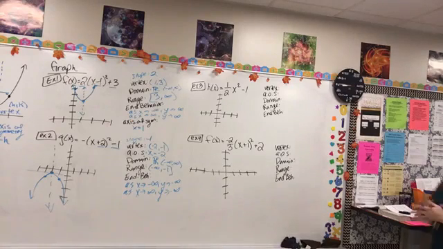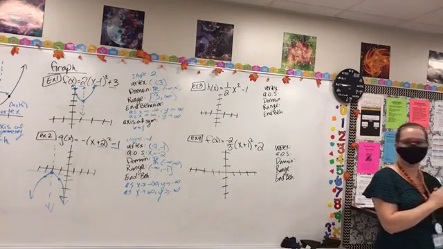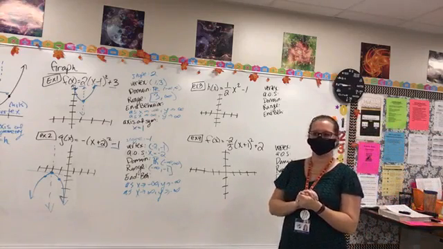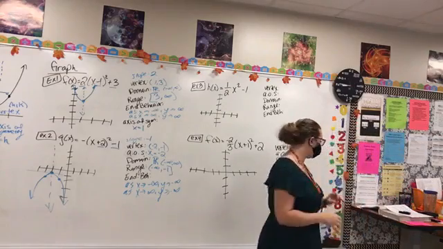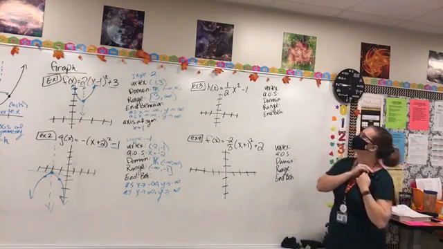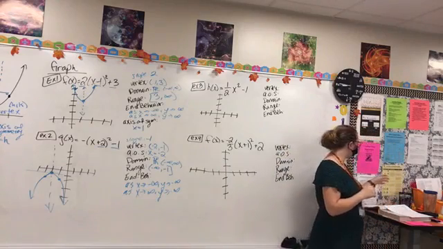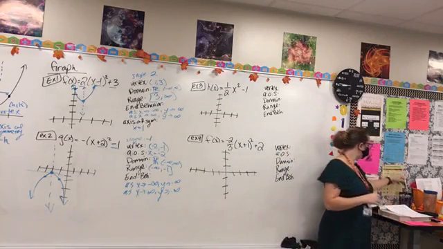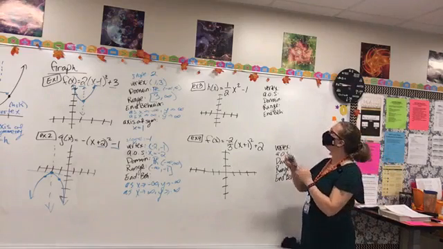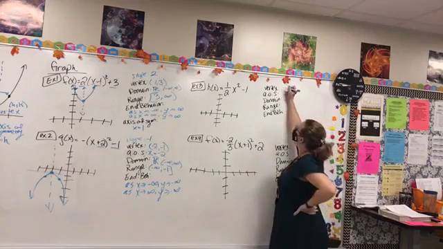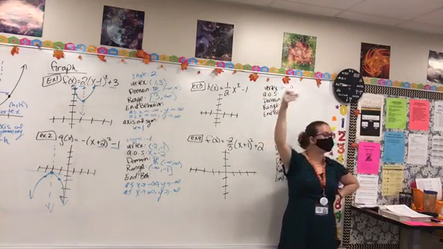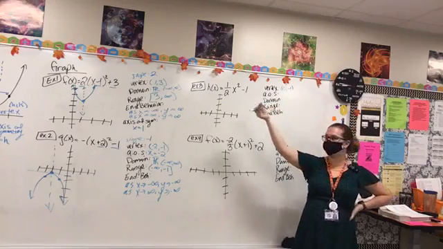All right, how are we doing? Ready? All right. Okay, so for number 3, what's my vertex? What is it? 0, negative 1. All right, if there is no H or K, it's 0. Okay?